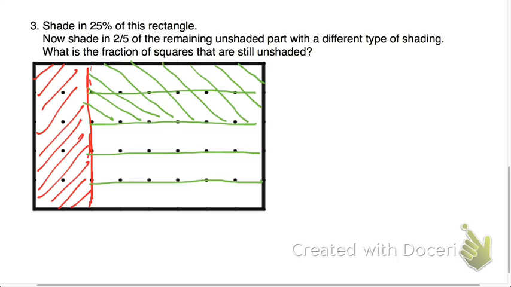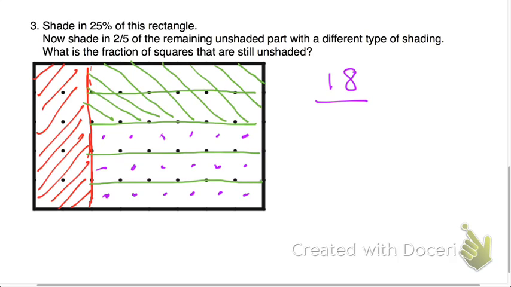And then it wants to know what is the fraction of the squares that are still unshaded, so I'll count them. We have 1, 2, 3, 4, 5, 6, 7, 8, 9, 10, 11, 12, 13, 14, 15, 16, 17, 18 that are still unshaded.